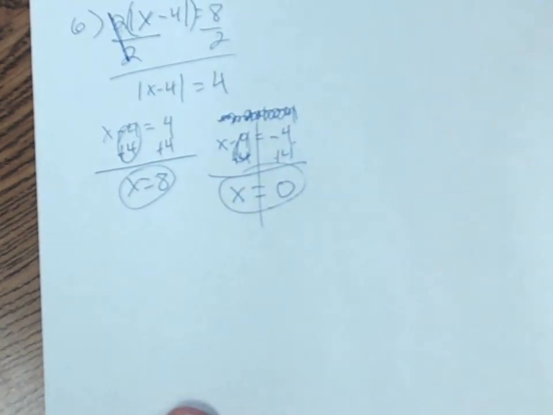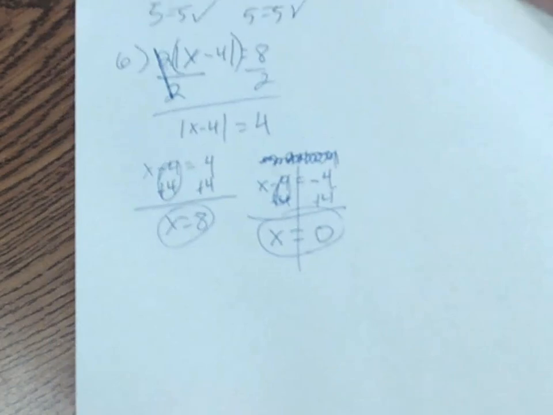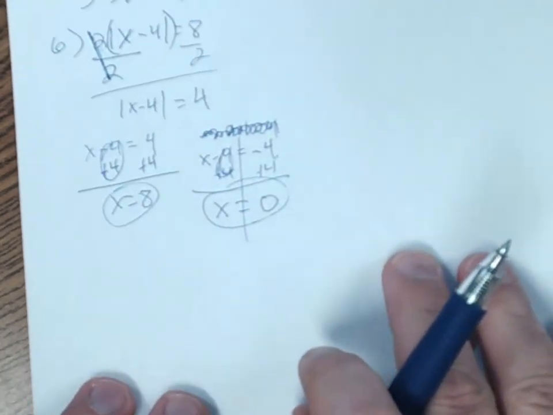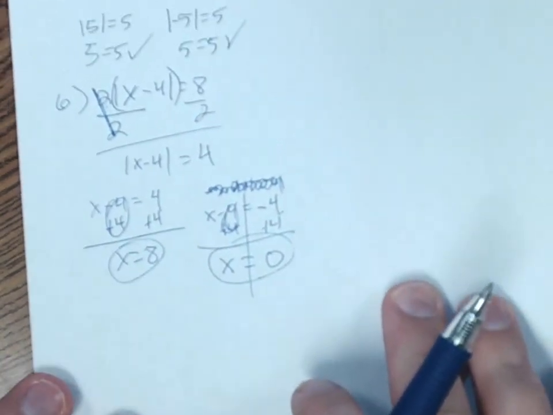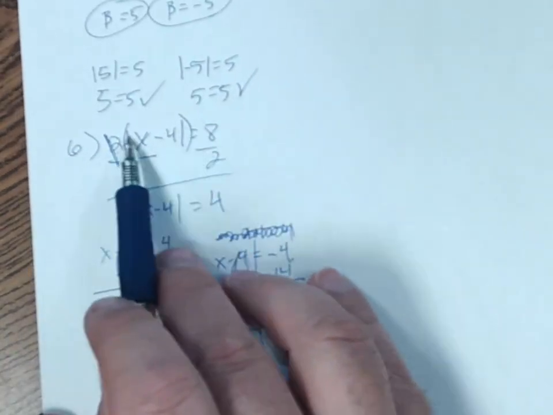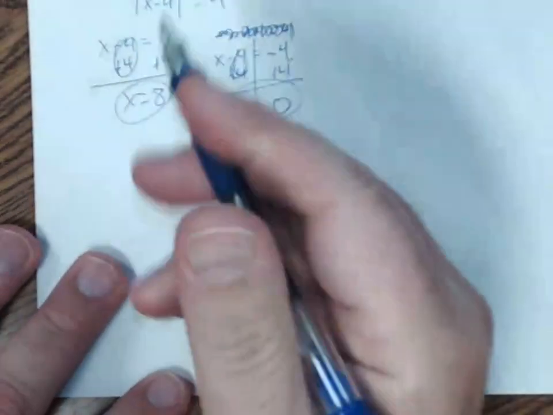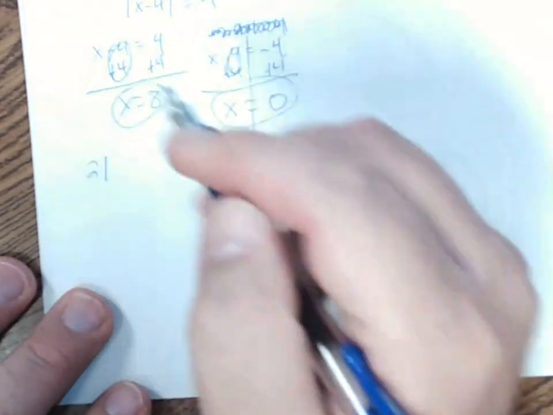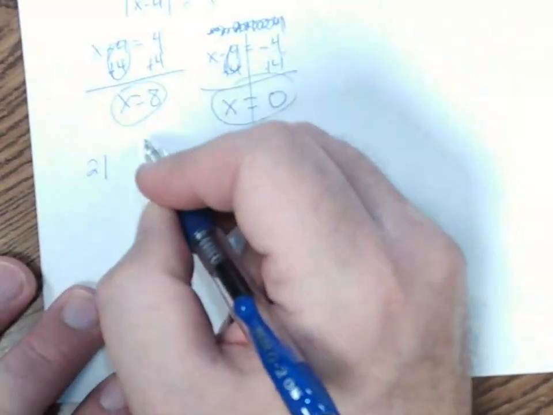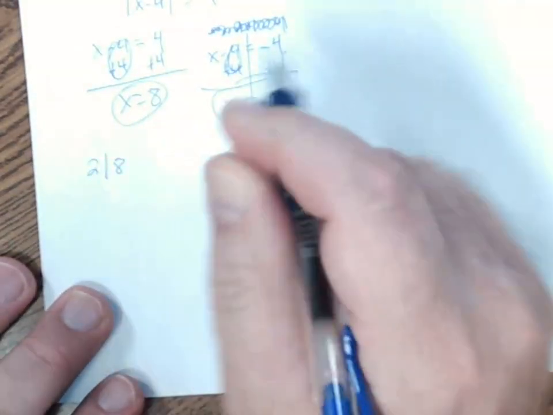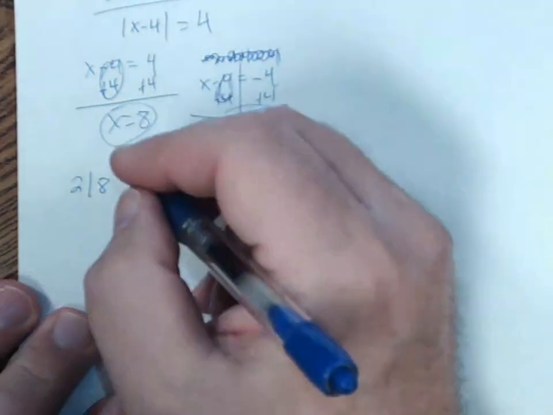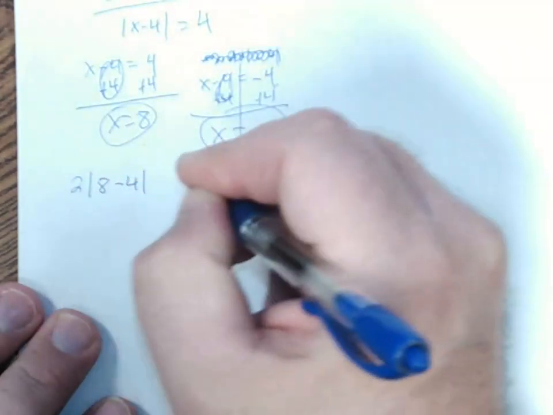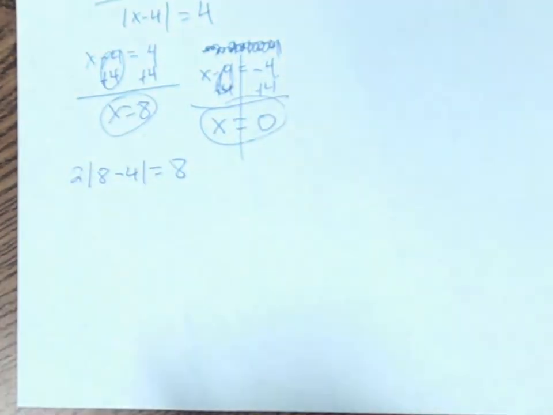Now I need to check and make sure that these are correct. This is checking your work. We could have extraneous solutions. So I'm going to go back to the original equation and plug in there. So for this one, I will do 2 times the absolute value of, instead of x, I will use 8. Absolute value of 8 minus 4 equals 8.